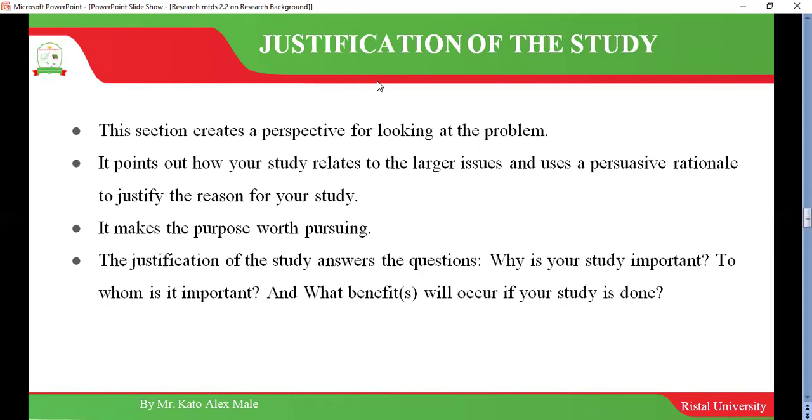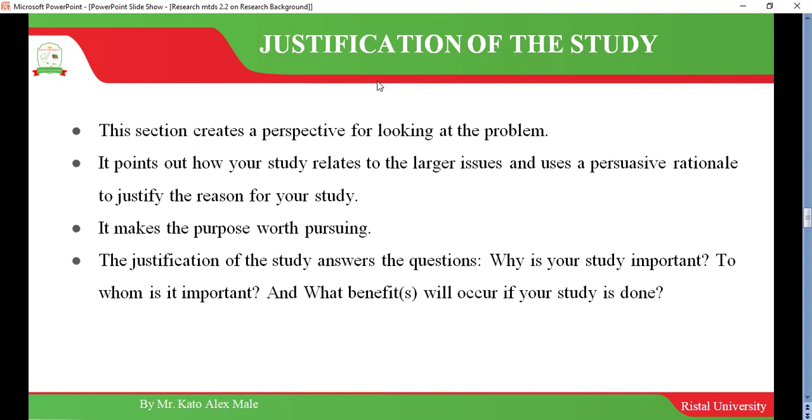Justification of the study. This section creates a perspective for looking at the problem. Remember, justification is the same as significance. It points out how your study relates to the larger issues and uses a persuasive rationale to justify the reason for your study. You try to give the importance of the findings of this study. It makes the purpose worth pursuing. It shows that indeed this study must be conducted.